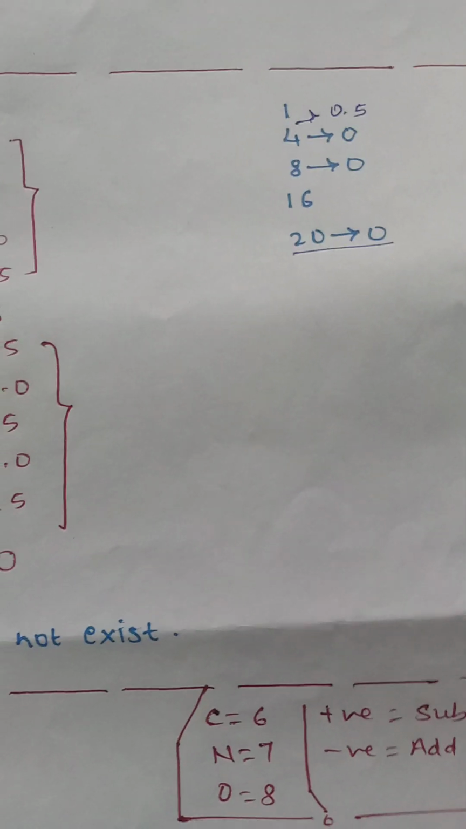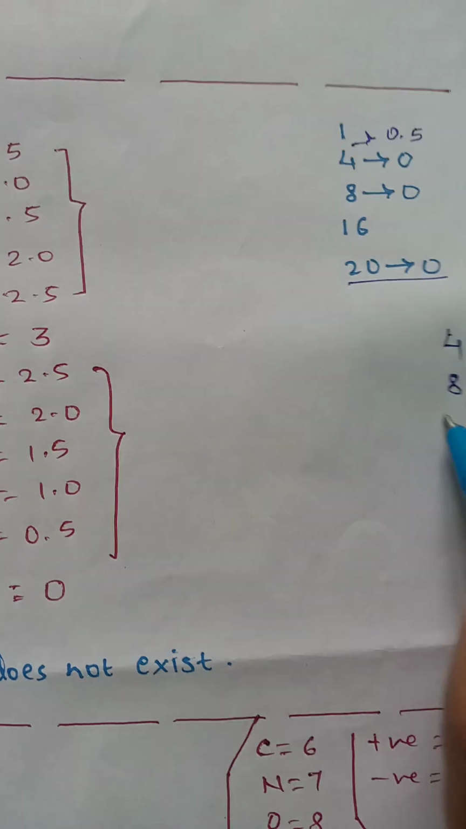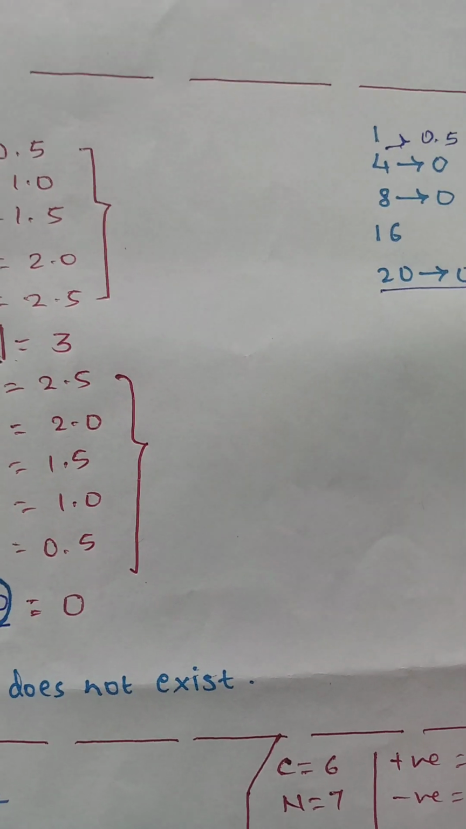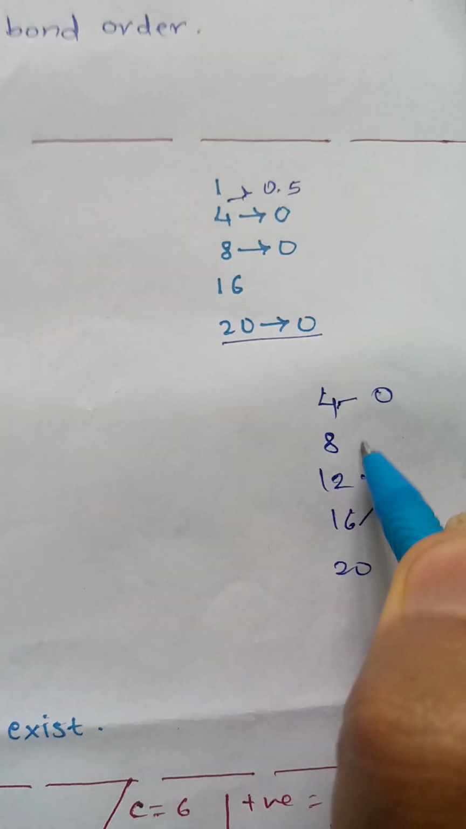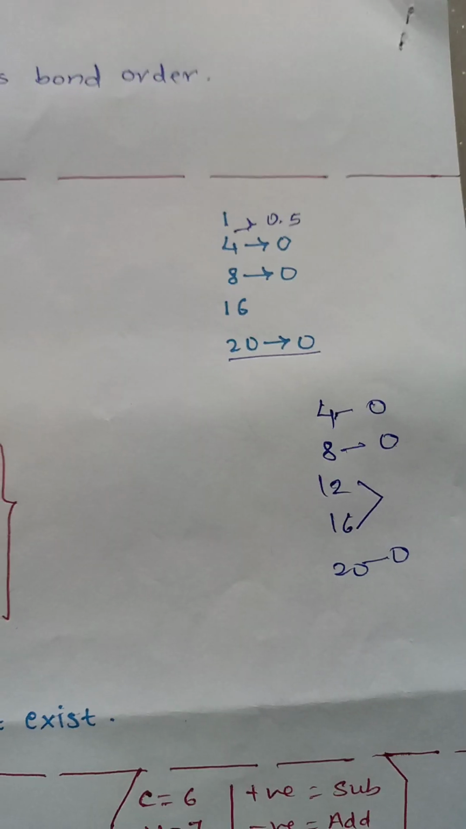So how will you learn it? It is 4 table. So 4 ones are 4, 4 twos are 8, 4 threes are 12, 4 fours are 16 and 20. As we said, 12 and 16 we are not going to take into consideration. So we have 4 is 0, 8 is 0, and 20 is obviously 0.